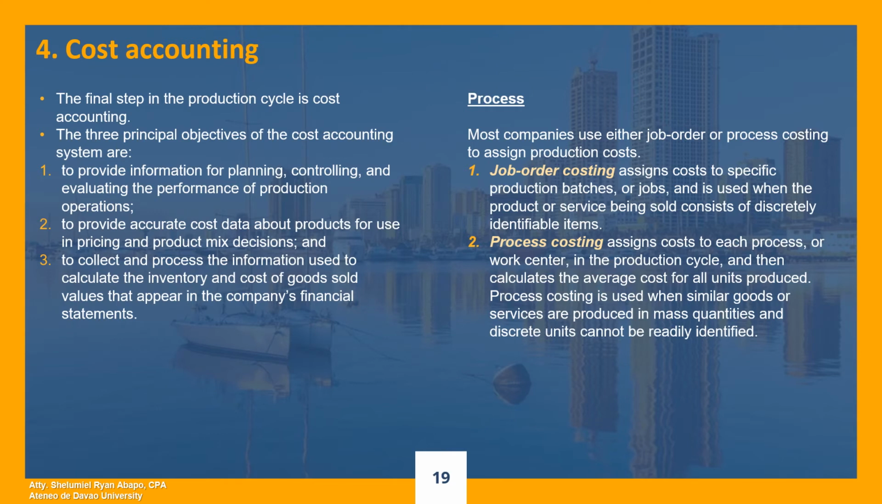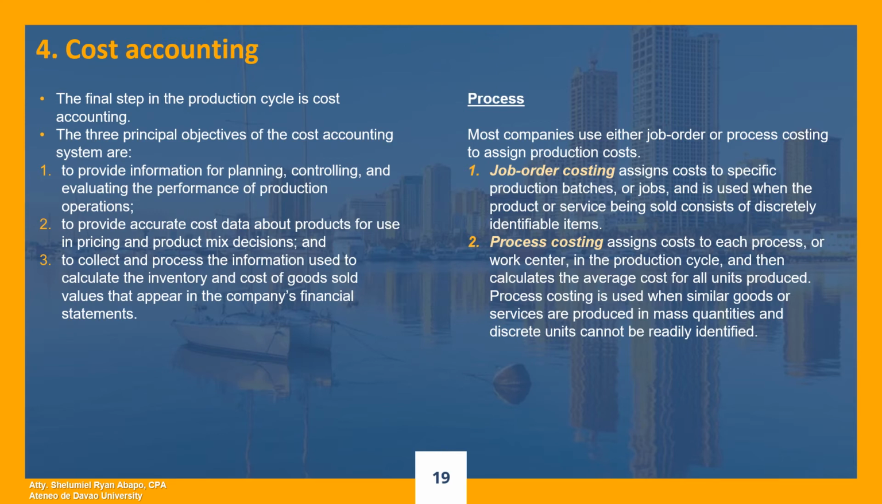Okay? Now, let's proceed to the cost accounting process itself. Most companies use either of two methods of assigning production cost: job order costing or process costing. One is job order costing, which assigns cost to specific production batches or jobs and is used when the product or service being sold consists of discretely identifiable items. For example, construction companies use job order costing for each house being built. Similarly, public accounting and law firms use job order costing as well to account for the cost of the individual audits or cases respectively. That's why if you would later work for a firm, since it's job order costing, there is a requirement for each staff, associates, senior associates, even up to director level to provide timesheets in order that there is proper allocation of cost for each particular job.